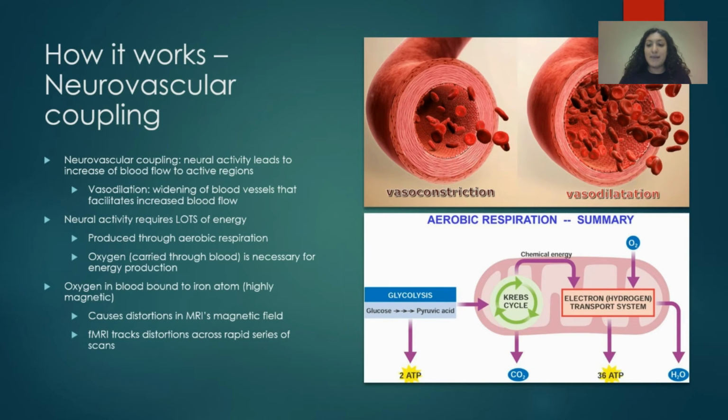Neurovascular coupling is the basis of fMRI technology because within hemoglobin, the protein in red blood cells that carries oxygen, oxygen is bound to an iron atom, which is highly magnetic. The magnetism of iron causes distortions in the magnetic field of the MRI. By tracking these distortions across a rapid series of MRI scans, fMRI produces three-dimensional images of brain activity based on the assumption that levels of brain activity correlate with those of oxygenated blood flow.